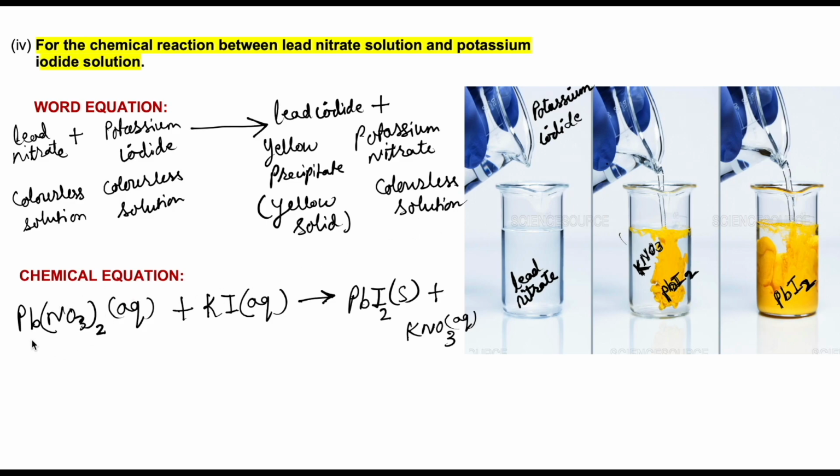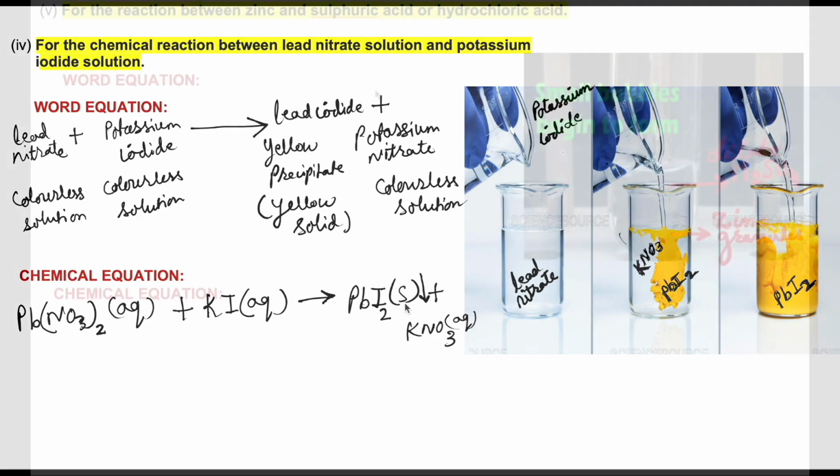The chemical equation is Pb(NO3)2, which is aqueous in nature, plus potassium iodide, which is aqueous in nature, gives lead iodide PbI2, solid in nature in the form of a precipitate, and potassium nitrate is formed which is aqueous in nature. Now here PbI2, which is a precipitate, is marked with a downward arrow. This downward arrow indicates that a precipitate has been formed.